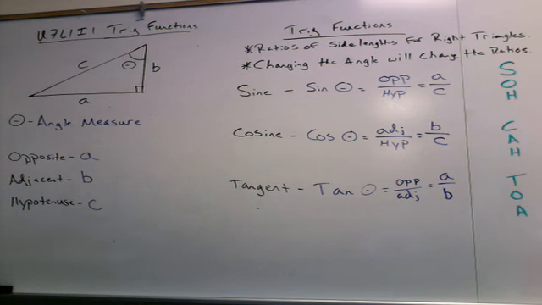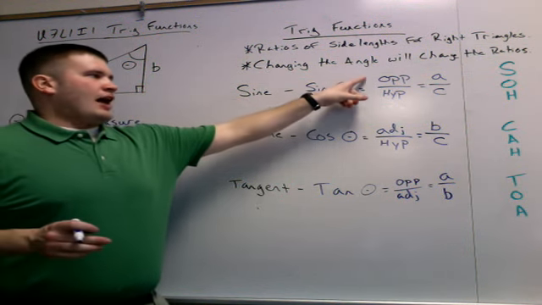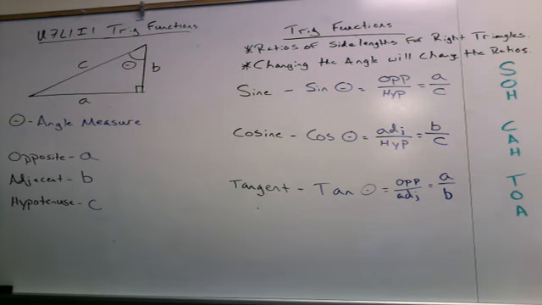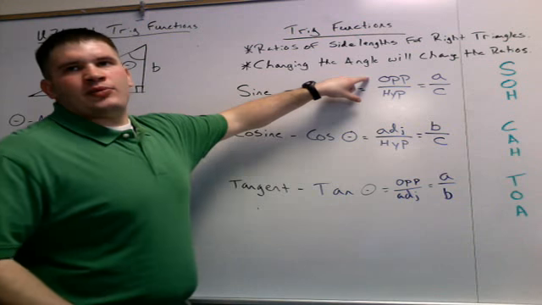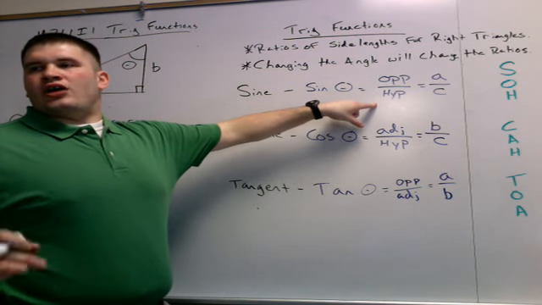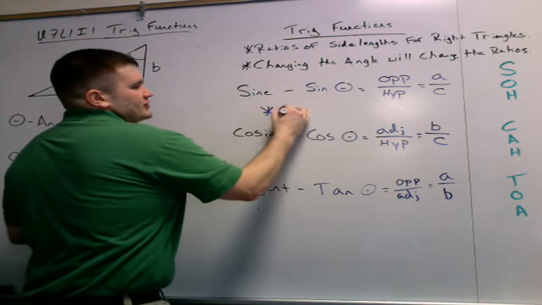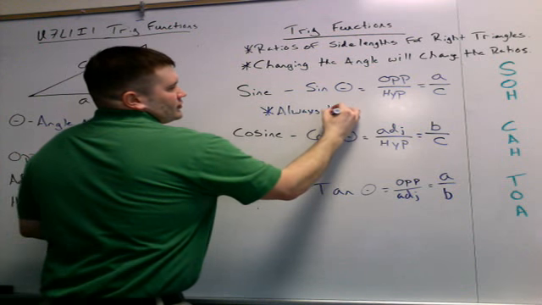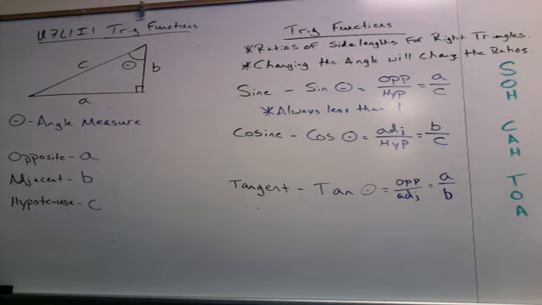Okay, now before we move on, with sine, which of these is always going to be bigger? The opposite side or the hypotenuse? Hypotenuse. The hypotenuse is the biggest side of the triangle, right? So if I have a small number over a big number, this will always make a what? Decimal. So sine is always less than 1. And it must be positive because side lengths are positive.